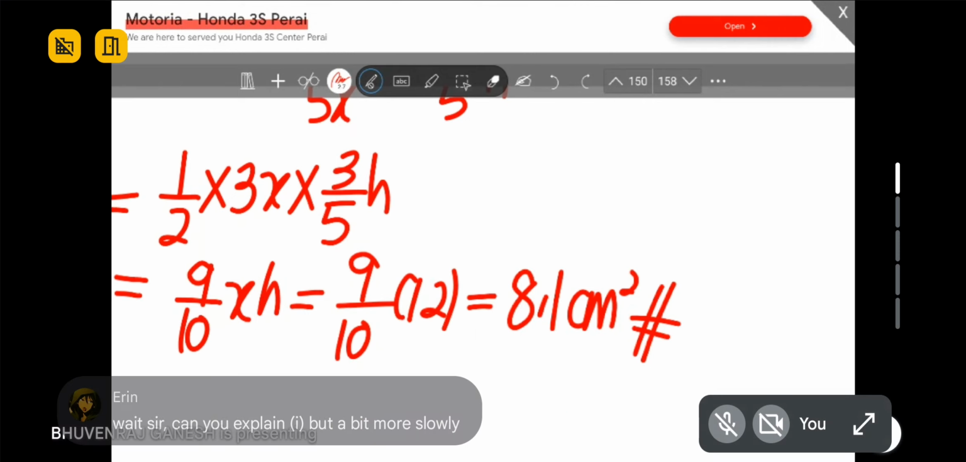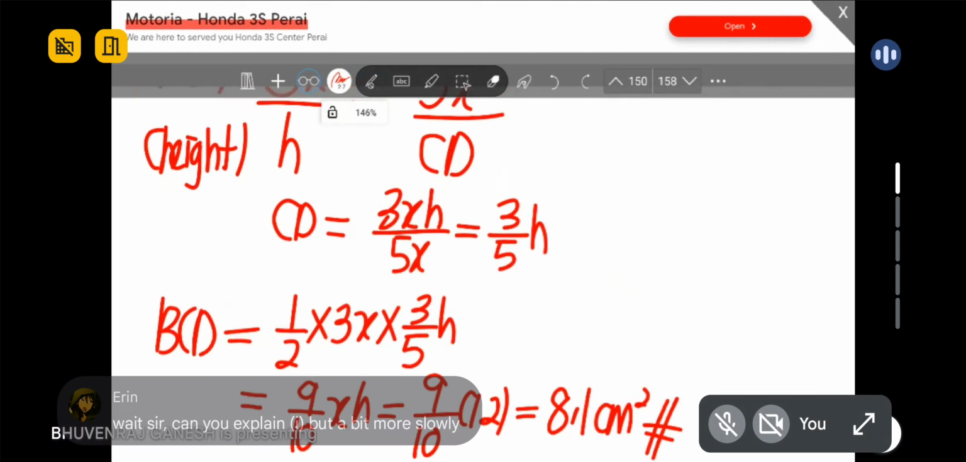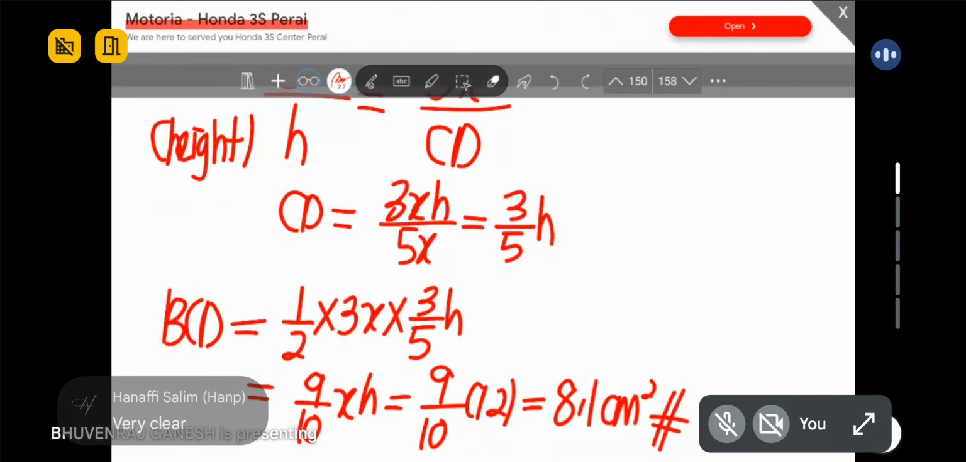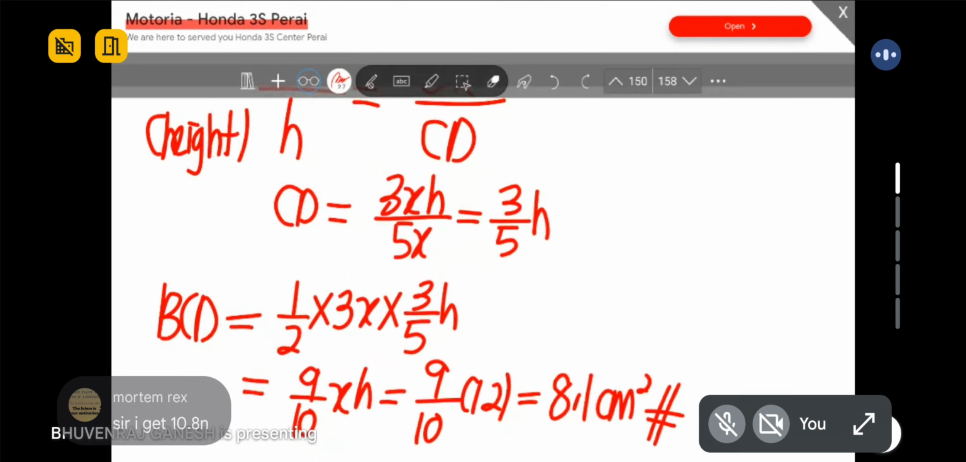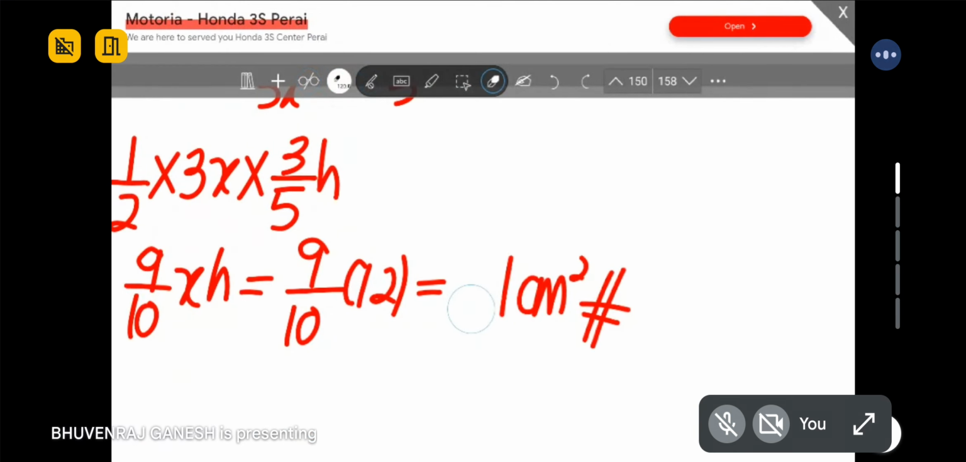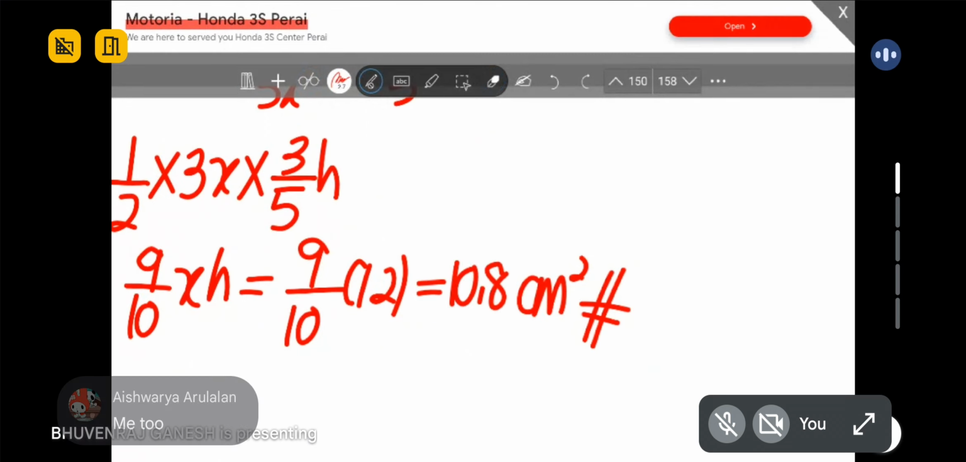Dapat? Can you explain one a bit more slowly? Wait, let me see. 0.9. Wait. Did I make a mistake? Oh, sorry. Oh my God. It's not 8.1, it's 10.8. Okay, sorry for my calculation mistake. Okay, wait, sir. Can you explain number 1 a bit more slowly?